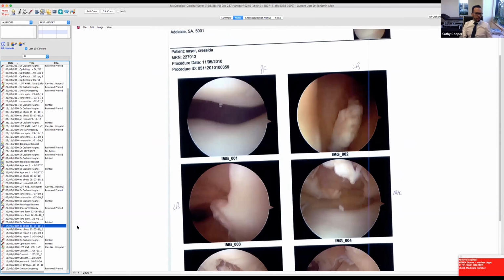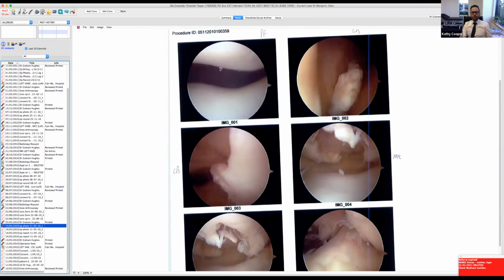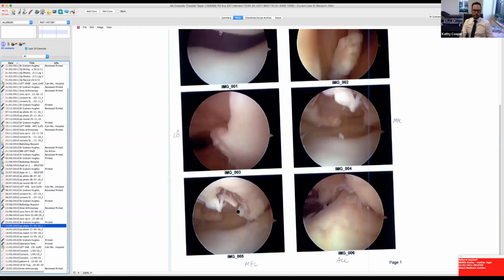And MRI showed this lesion. And these are the intraoperative photos, but if you look at the top right-hand corner, that's the loose body. That's the piece of cartilage with bone that fell off. And it's huge. It's about sort of 3 by 2 centimeters. And if you look at the image number 4, everyone see that? That's a big hole in the medial femoral condyle.